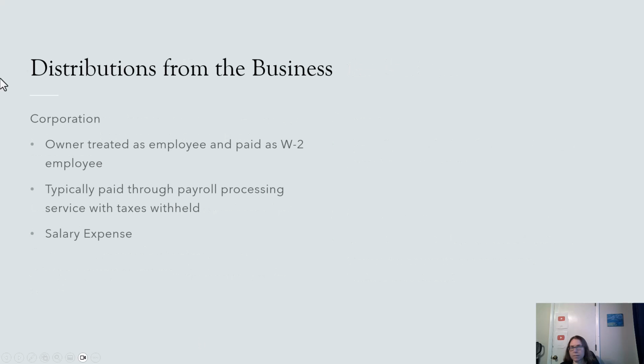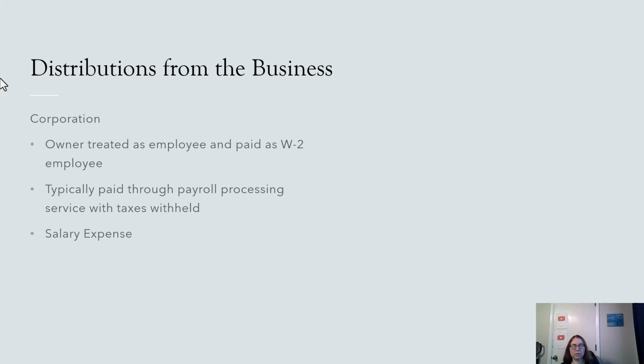And then when you take distributions from the business, again, this is going to vary based on your business structure. If you have a corporation, you're probably going to pay yourself as a W-2 employee. So it would be salary expense, and you would probably use some payroll processing service so that they can help you with your withholding taxes and things like that. You can do it by hand, but the point is, for the purposes of this video, you would be paid more like a W-2 employee.